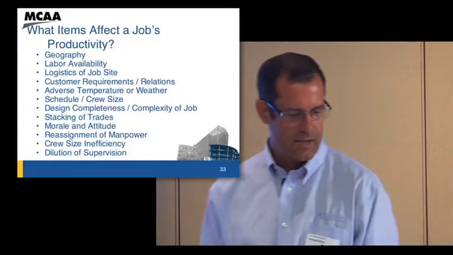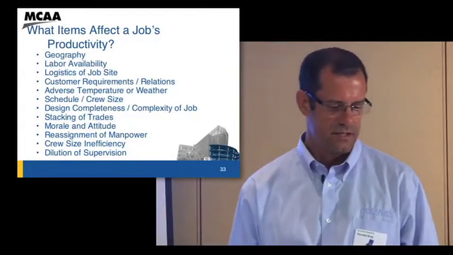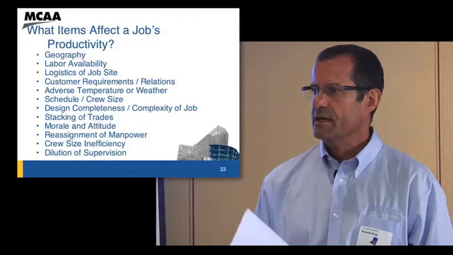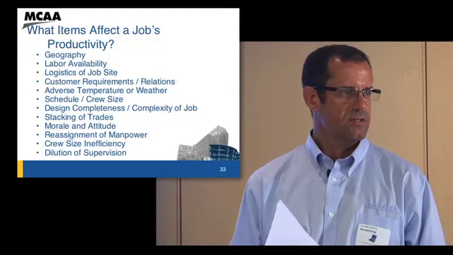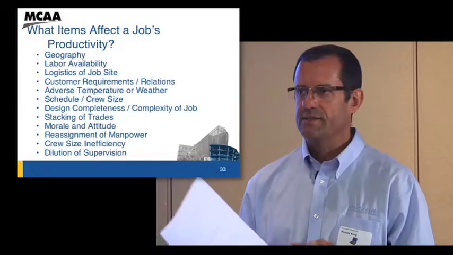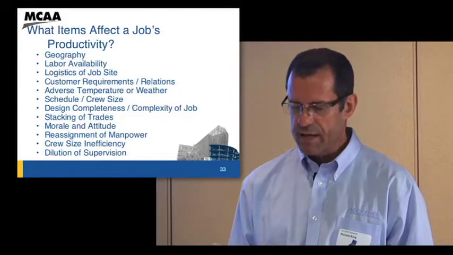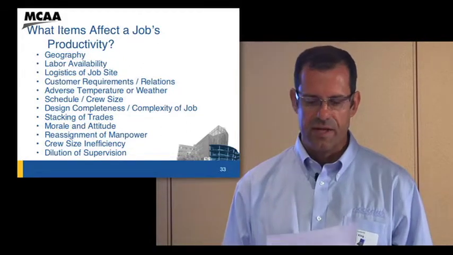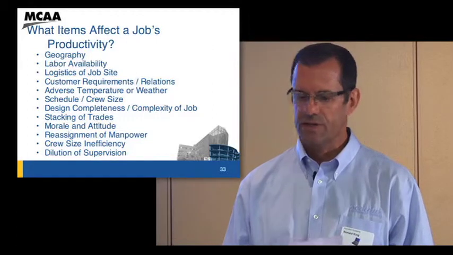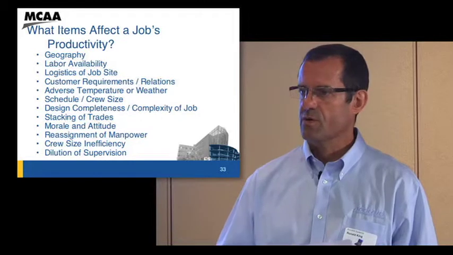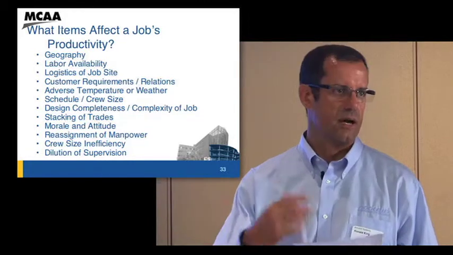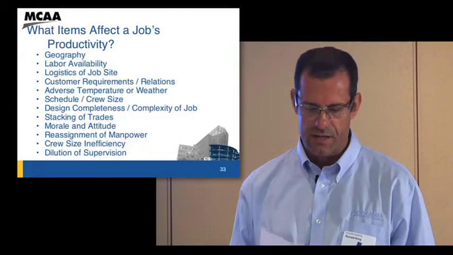So let's think about things that affect your job's productivity. There's company productivity and there's job productivity. So there's things that affect both sides of that. This particular slide talks about some of the things that affect your job's productivity. So think about, geographically, where is it located? Whether it's in the downtown core, or in some outskirts of the Kansas City area.